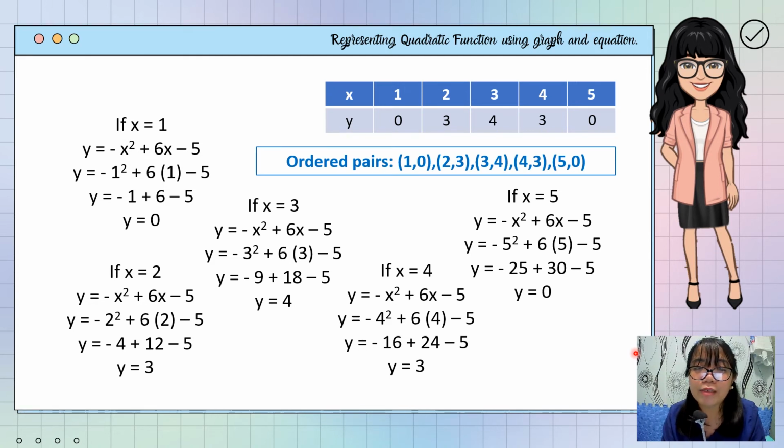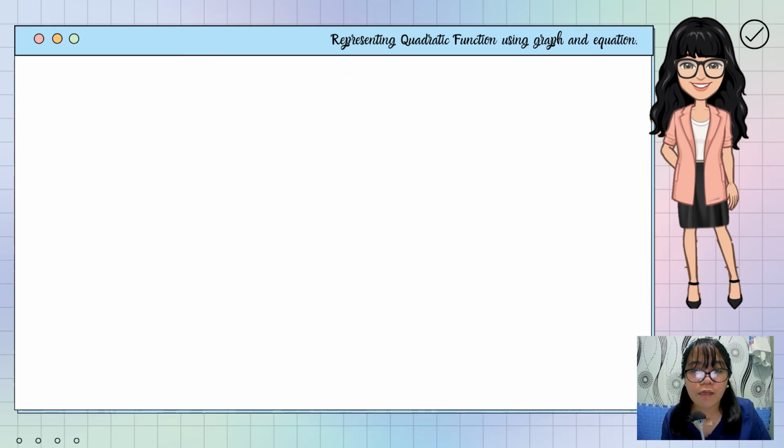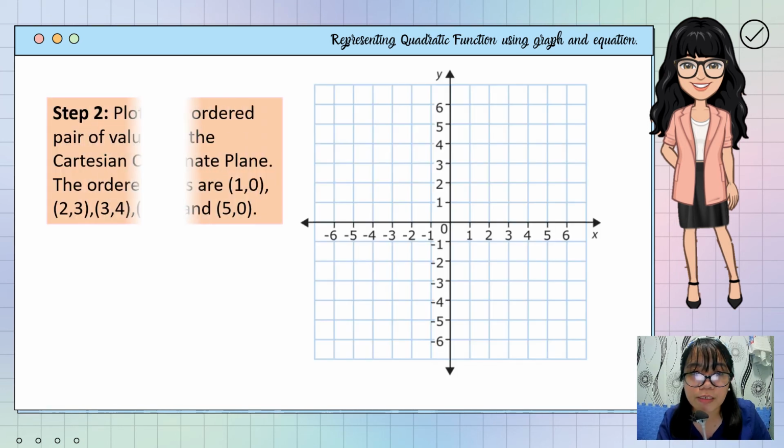So our ordered pairs are 1, 0, 2, 3, 3, 4, 4, 3, and 5, 0. We will be needing these ordered pairs to plot on the Cartesian coordinate plane to make our graph or parabola. Now, since we already have the ordered pairs, we are now ready to plot each ordered pair of values on the Cartesian coordinate plane.